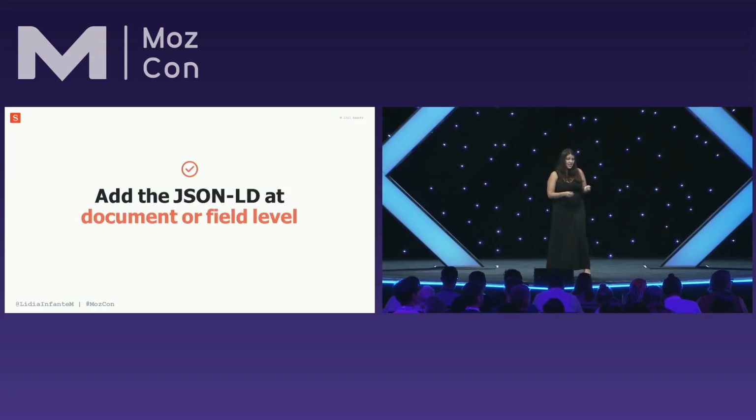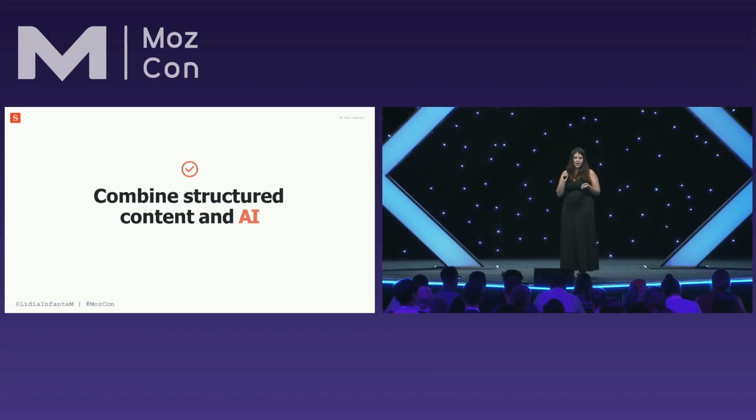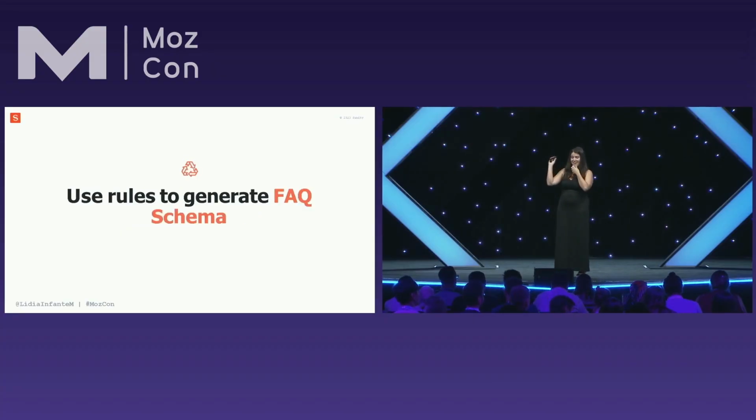You can put it in at document level, or you can put it at field level, and then you can ask the final code to have two entries on the head, which is usually fine. And you can combine structured content and AI, which I find also really exciting. I have already talked about this. I forgot that I had an explicit slide for it.